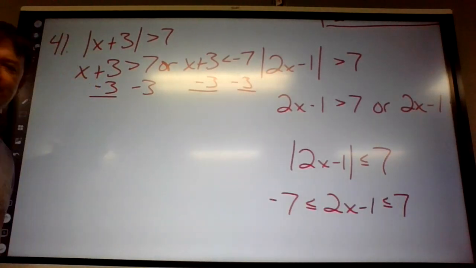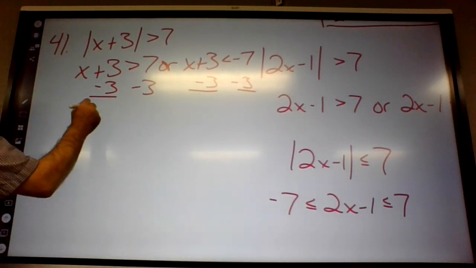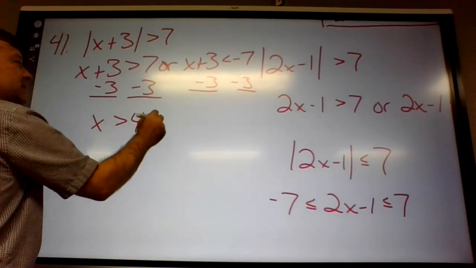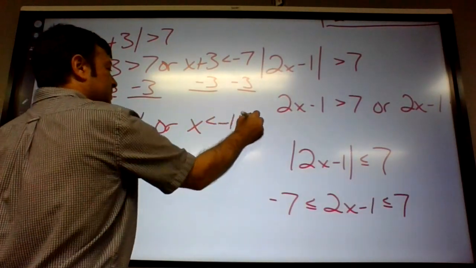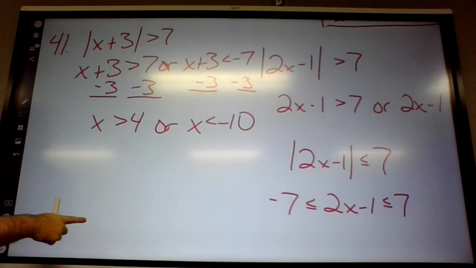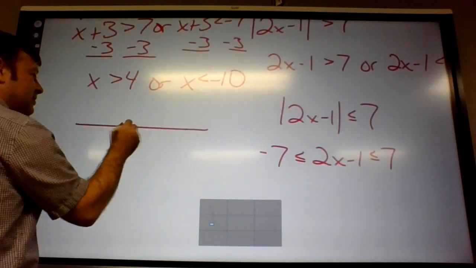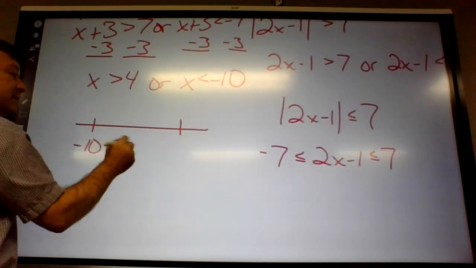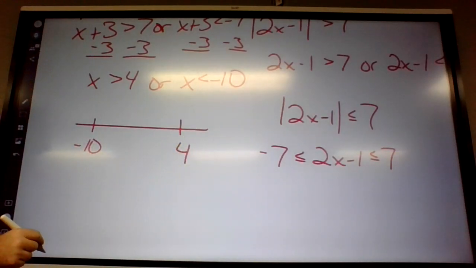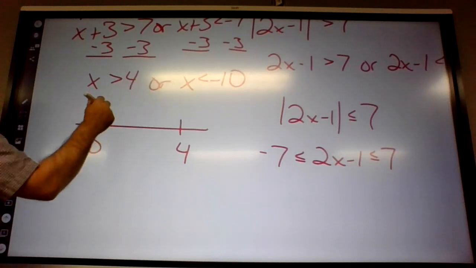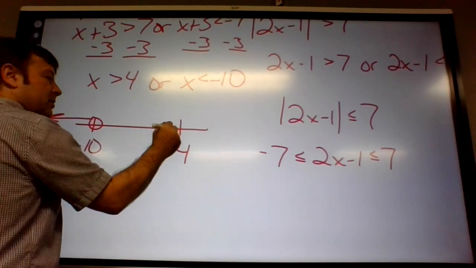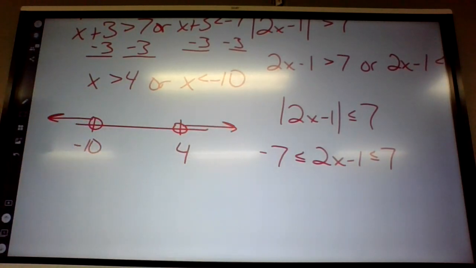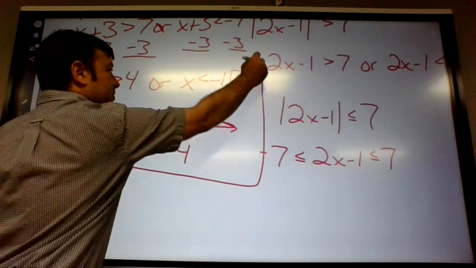Did they say to graph these? Yeah, they did. Usually people forget to graph these last two, so don't. Less than negative 10, that's this one, or greater than 4, that's this one. It's an or, it doesn't matter that they don't overlap. So both of these are the answer. This and that.